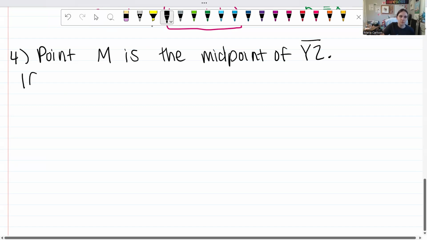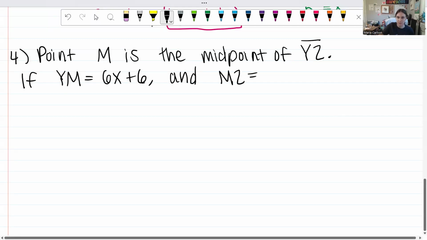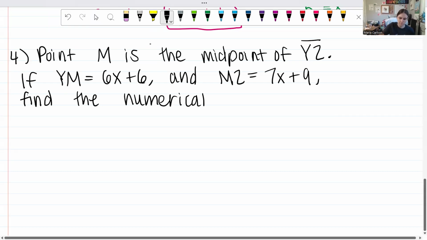If YM has a length of 6x plus 6, and MZ has a length of 7x plus 9, find the numerical length of MZ. So we want to find the length of segment MZ.